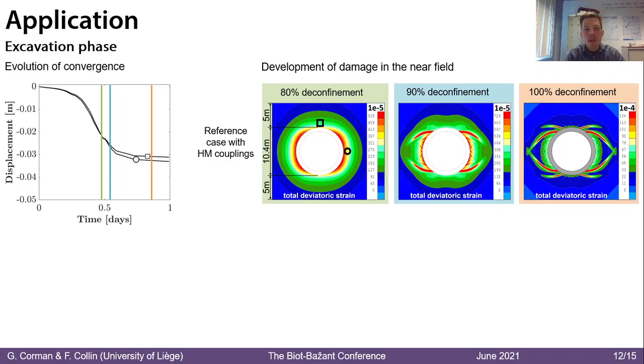Moving on to the main numerical results, we can first observe a global convergence of the drift during the excavation phase. In parallel, the deconfinement applied at the intrados of the rock mass leads to the progressive development of a damage zone, which is characterized by clear localized shear bands.